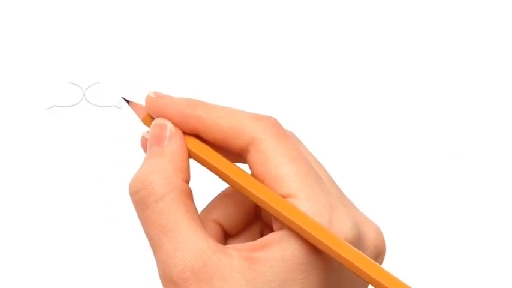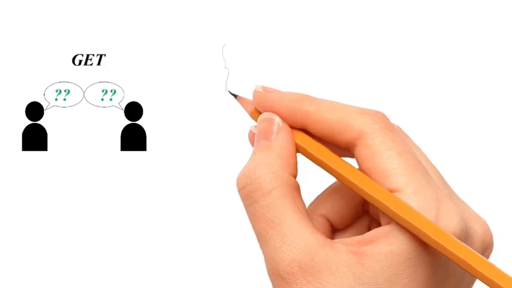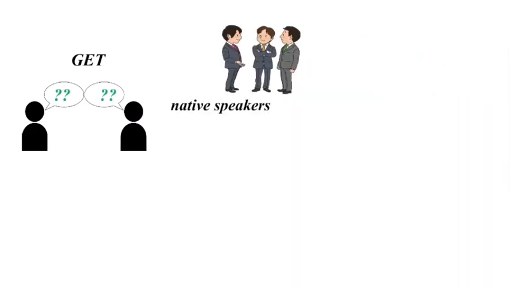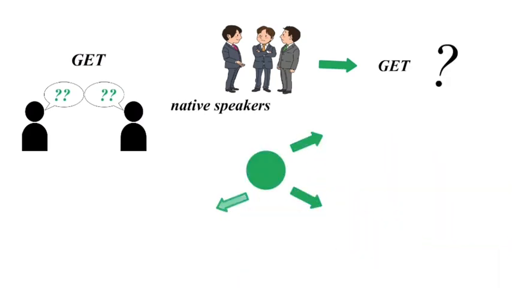Hi guys! For most beginners who are learning English as their second language, the verb get can seem quite confusing. You can hear native speakers using it in almost every conversation. Why is that so? Because get is a verb with multiple meanings. So you can use get in so many contexts.